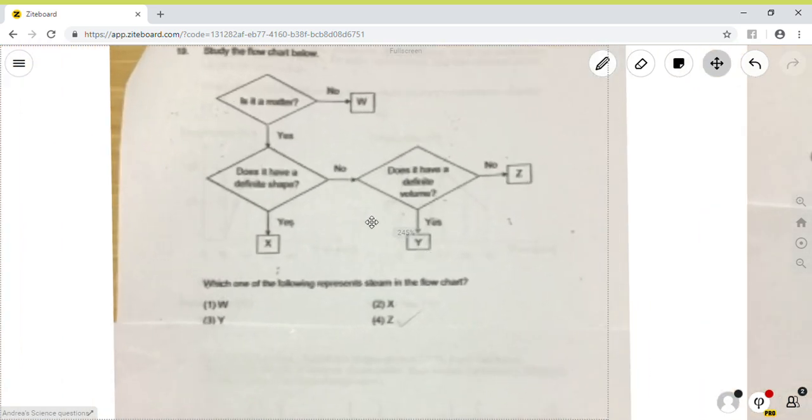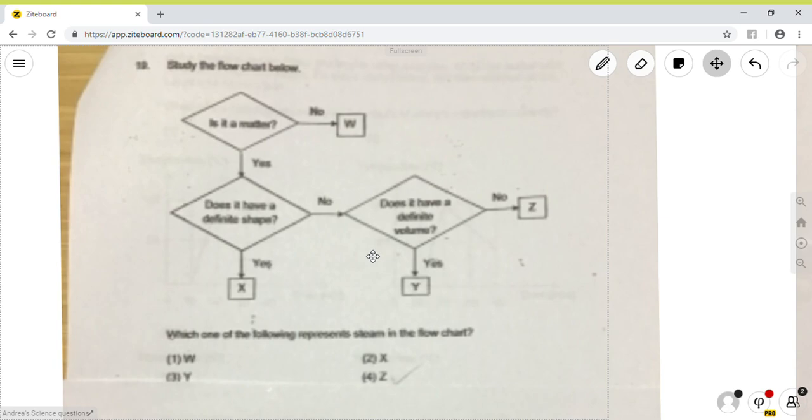Flow charts. Okay, study the flow chart below. Which one of the following represents matter? What's this word? Steam. Steam is matter, definitely matter. Does it have a definite shape? No. Does it have definite volume? No. Okay, so you chose this?